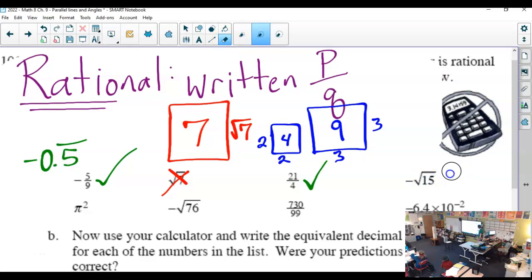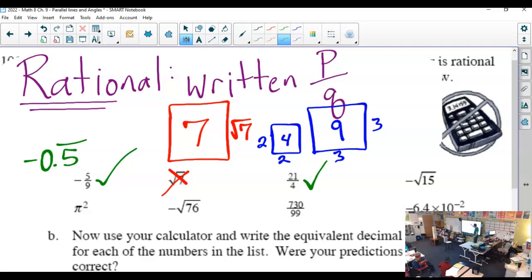I have no idea, so I'm going to make a guess. It's irrational. Why'd you guess that? Because the negative's on the outside and it just doesn't look right. The negative has nothing to do with it. Can I ask you one more question? Is radical 15 a perfect square? Would it be like 3 times 3 or 4 times 4 or 5 times 5? No. So this is a non-perfect square.